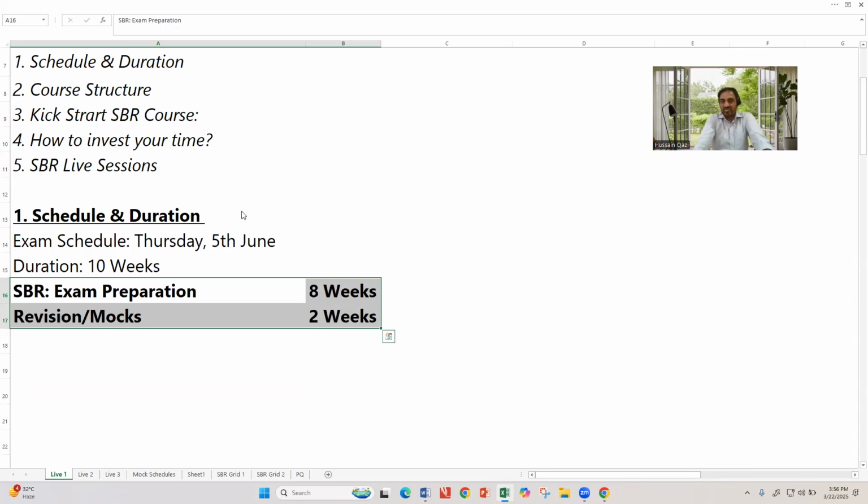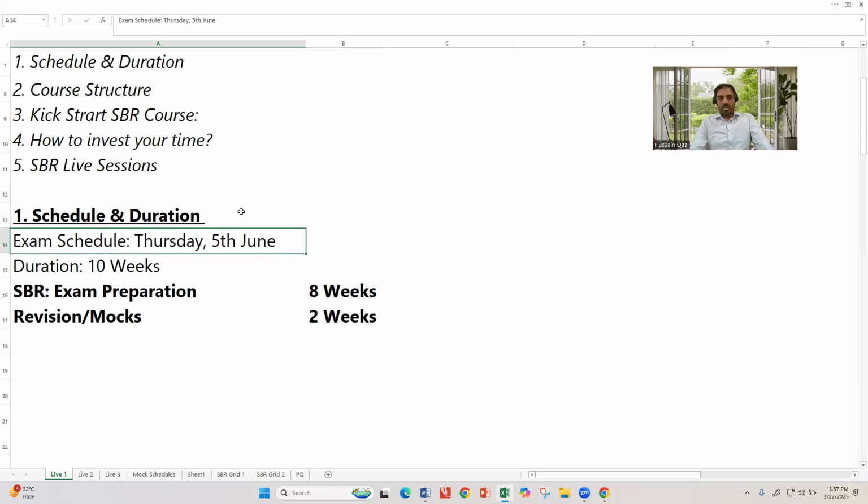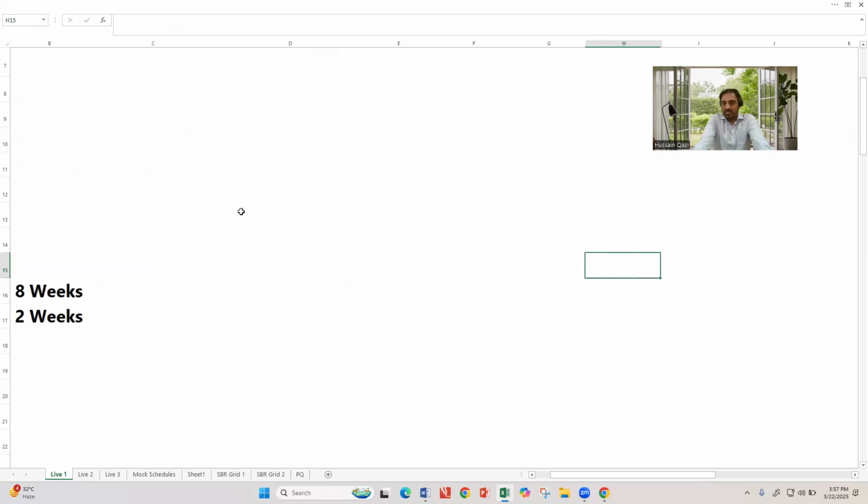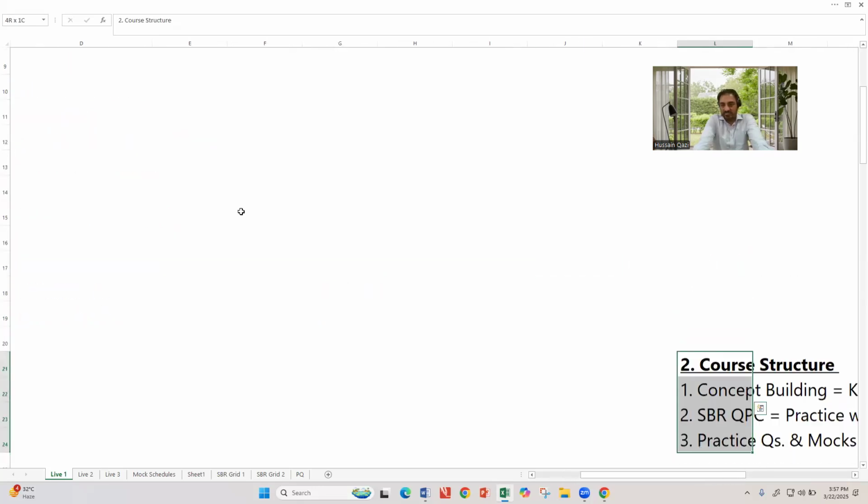I will share the strategy based on the 8 plus 2 game. You must be aware of the very important thing, the time you are required to invest for SBR: exam preparation for 8 weeks, revision and mocks 2 weeks. The game is about 8 plus 2. So that is the first thing. The next important point is the course structure.